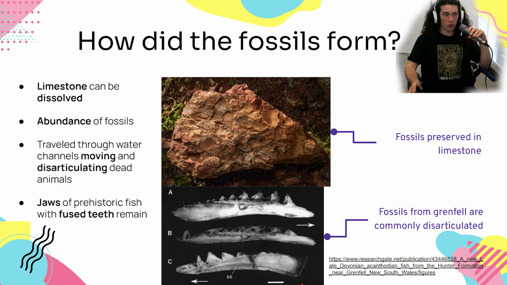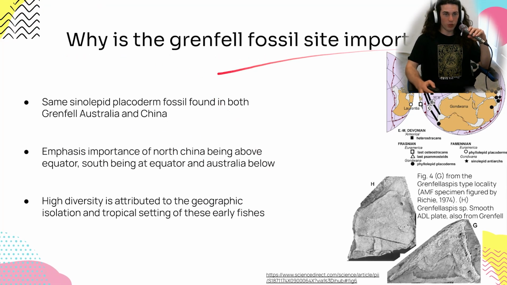Now, why is this all so important to us? Well, the splitting of continents resulted in the world becoming more tropical, which enabled fish species to diversify greatly.